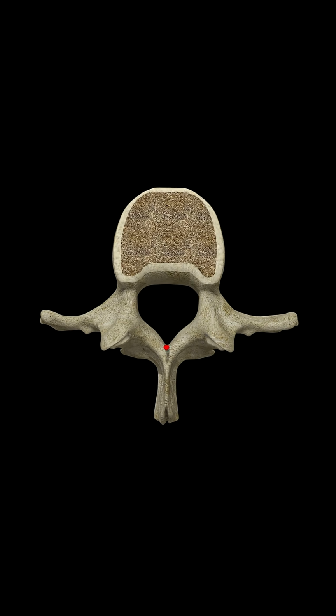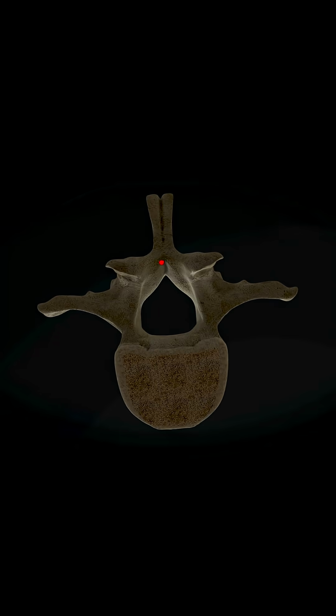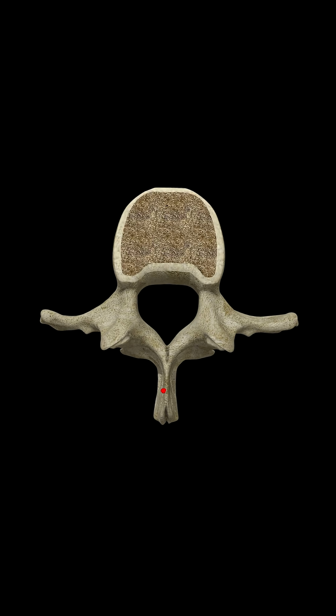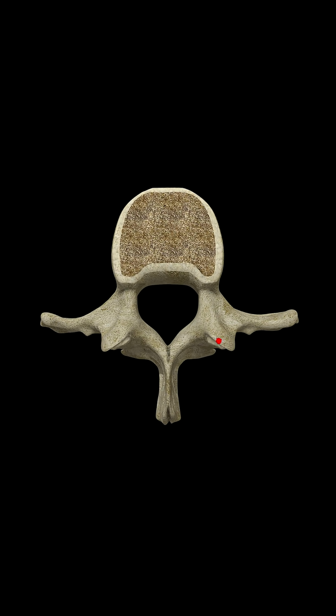If you're ever confused with which view of the spine you're looking at, if it's inferior or superior, just remember that the superior articular process is facing inward. So this would be a superior view. And here's the vertebral foramen where the spinal cord traverses.